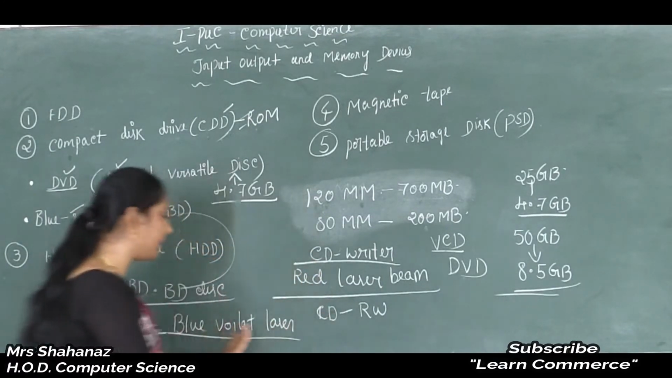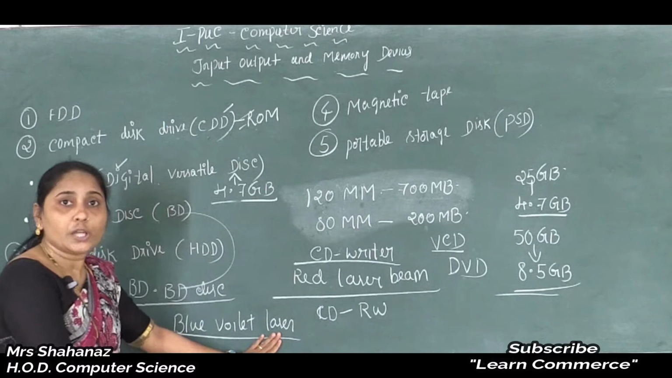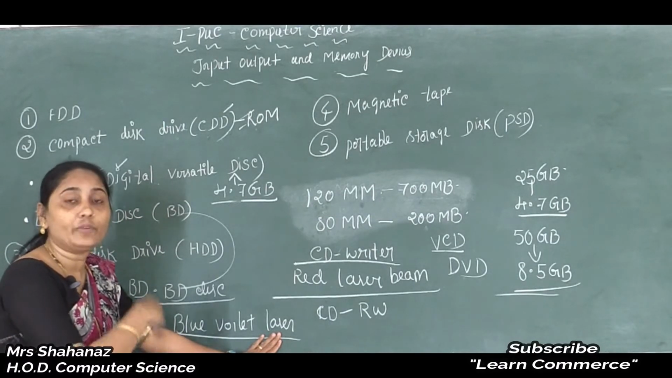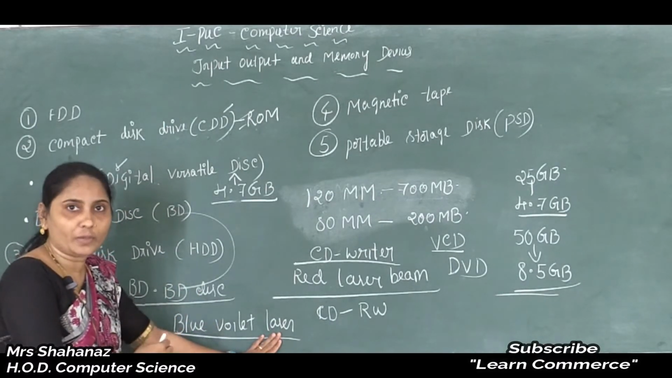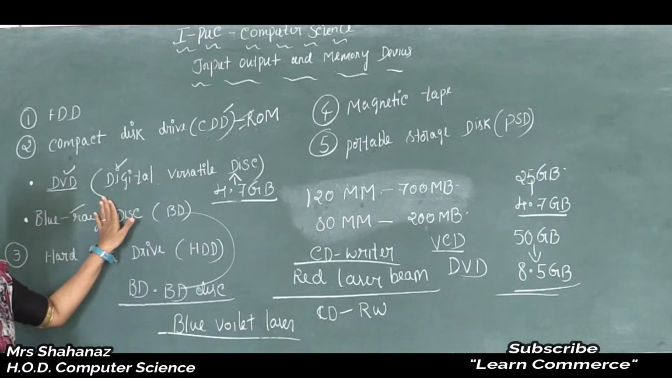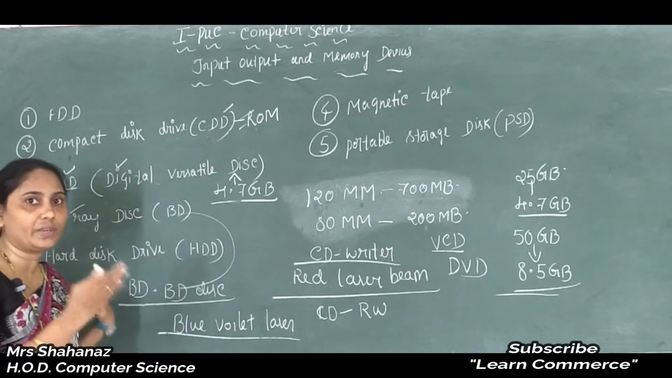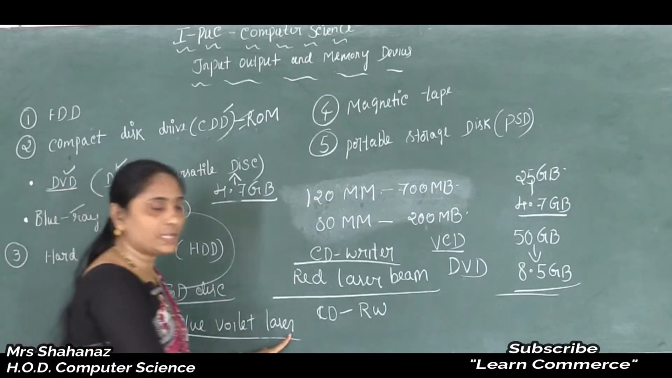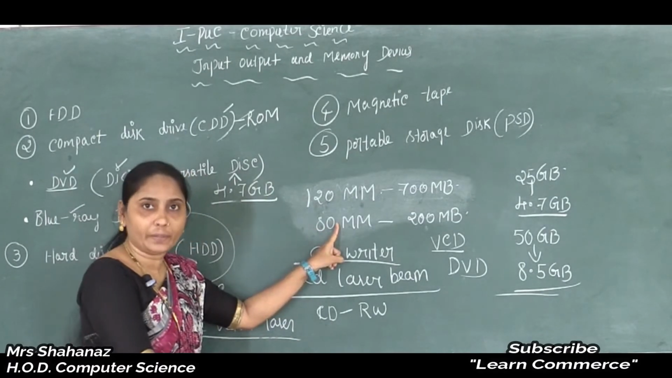Okay, the blue-violet laser is used to record and read data, and we can store more information using the Blu-ray disc when you compare it with the DVD. In our DVD, while recording data, we use the laser beam, and the laser beam is the red laser beam in this case.